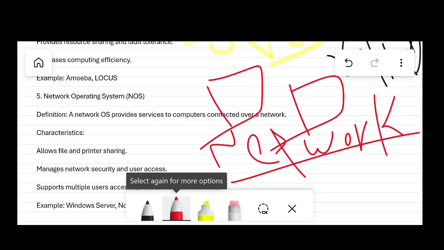Examples include Windows Server, NetWare and Linux with networking services.